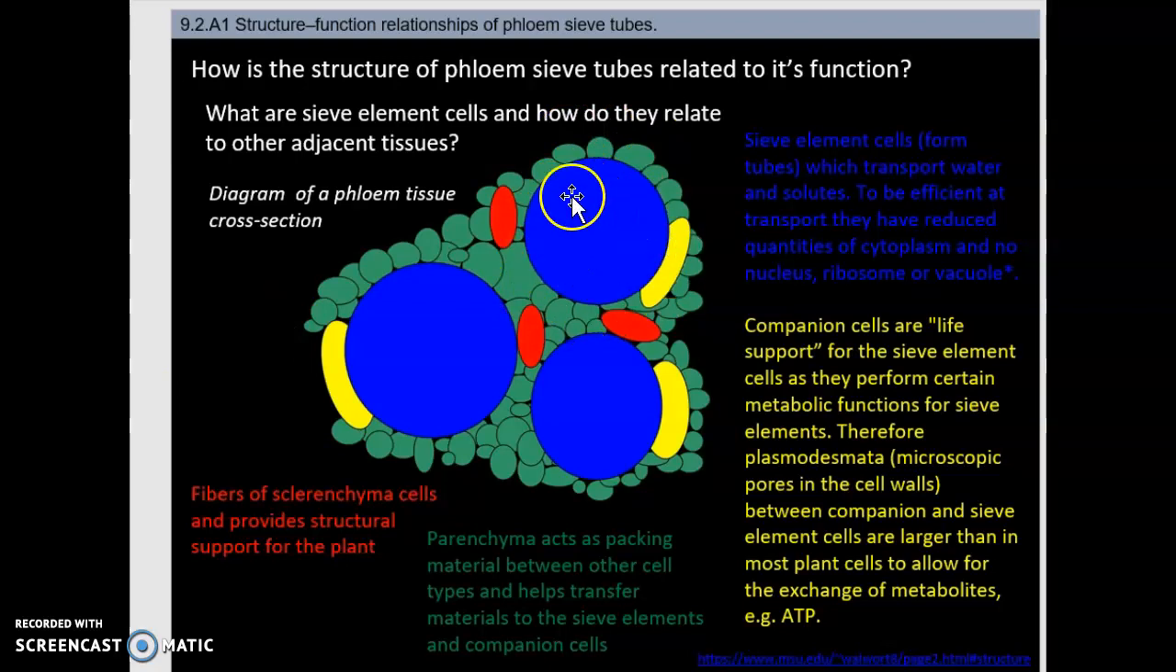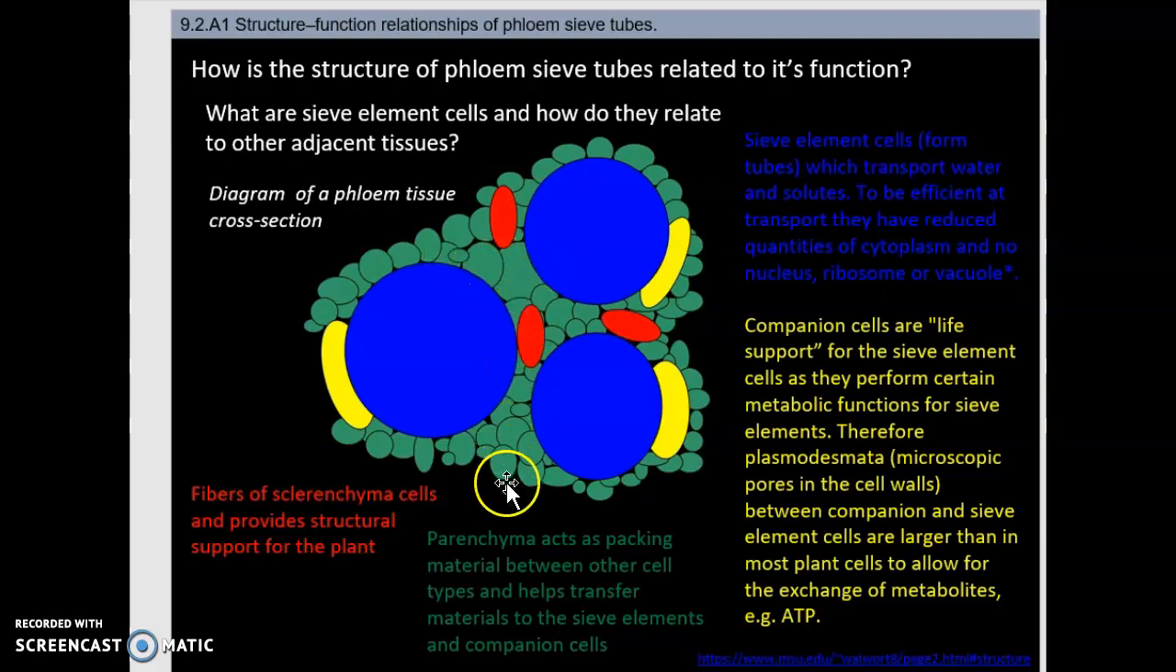Now, accompanying that vessel, we've got here in yellow a companion cell, and the companion cell, as it says, is the life support system for this blue sieve element cell. Now, the blue sieve element cell has got reduced cytoplasm, and it's also got very, very few organelles, so it hasn't got much of a metabolic capacity to do metabolism. By contrast, the companion cell does. So the companion cell is going to do most of the chemical reactions to support the life processes of the sieve element cells. But the sieve element cells are alive, which is different from the xylem vessels.